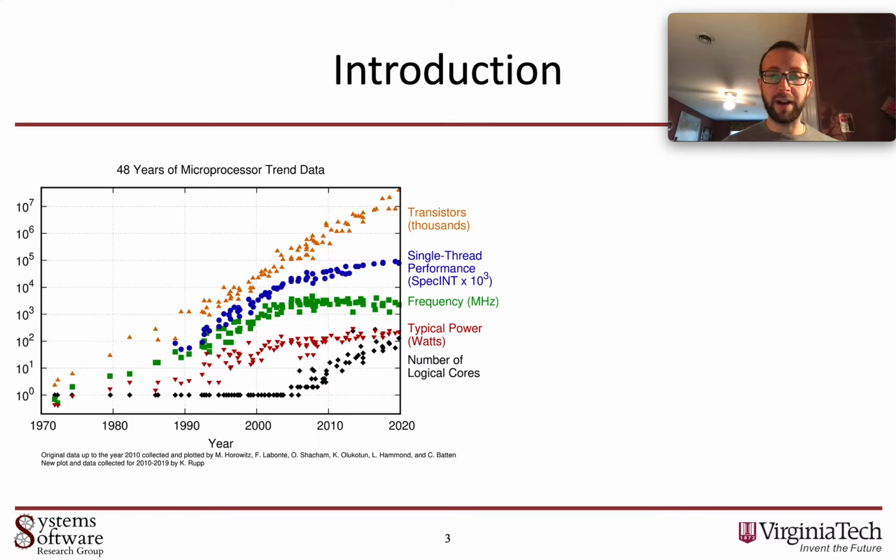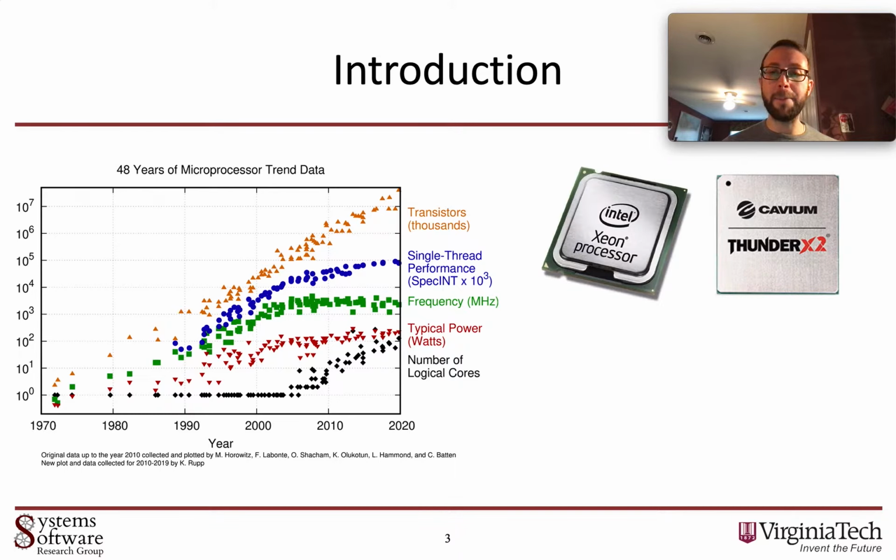This graph shows 48 years of microprocessor trend data. We can see from this graph that although CPU manufacturers have continued to increase the number of transistors they put into their designs, metrics such as single-thread performance, frequency, and power consumption have slowed. This has led CPU manufacturers to strike different designs in trying to balance single-thread performance, power consumption, and parallelism.